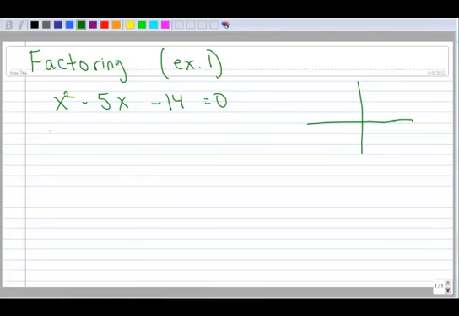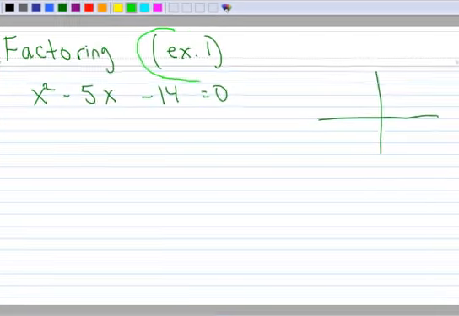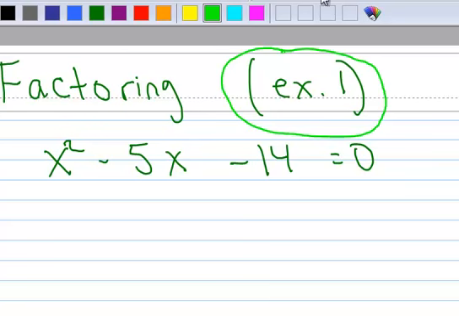Okay, so we want to solve this quadratic by factoring. And you'll notice up here that I have example 1 written in parentheses. This means in your text there's an additional example for this section which solves by factoring. So if you need a second example, you can look at that one in the text.